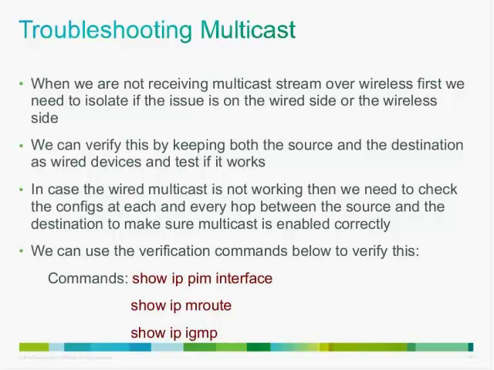Some of the common commands that we can use to verify on which hop the issue could be is show ip pim interface, which will show us whether the PIM mode has been enabled on all the required interfaces and subnets. Then we need to do a show ip mroute. This will tell us if the traffic is coming correctly into the device and if it is going out correctly out of the required interfaces. The third command that we can check is show ip igmp. This will tell us if IGMP has been correctly enabled.